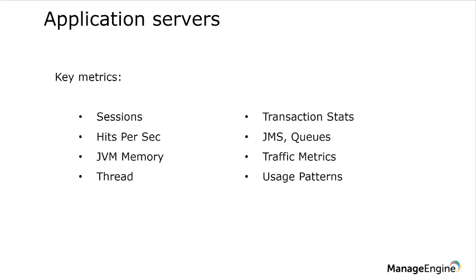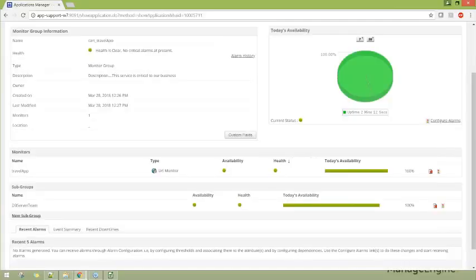So issues like JVM memory leaks and garbage collection issues may cause application crashes and performance problems. Too many thread executions can cause increased wait time and deadlocks. So such metrics have to be monitored. That can be achieved in Applications Manager. Now let me jump onto the UI and show you a few of these monitor types.